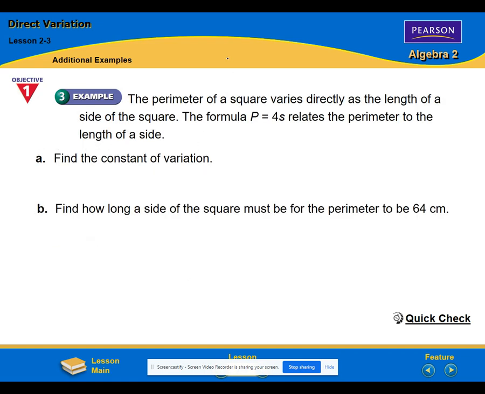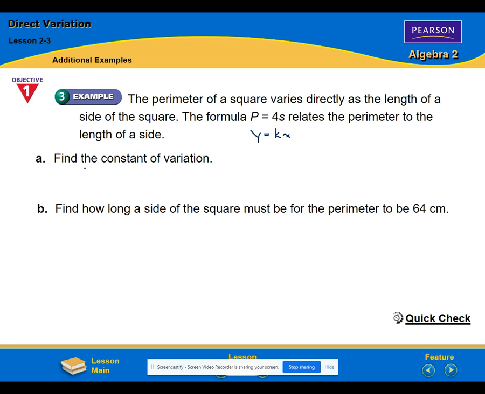And next, the perimeter of a square varies directly as the length of a side of the square. The formula P equals 4s relates the perimeter to the length of a side. This is in direct variation form. This is y equals kx. It's just that for the input, they're using s instead of x, and for the output, they're using P instead of y. And it's very true that the perimeter of a square varies directly with the side. As the side gets longer, the perimeter would get proportionally longer.